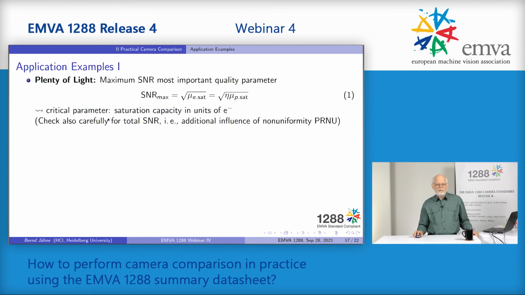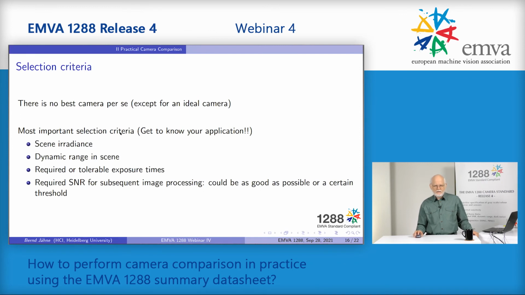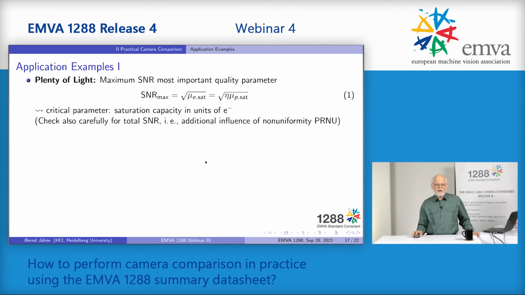You always have to look basically for your application, what scene irradiance you have, how much dynamic range is required for your application, what exposure times you are using or can tolerate if you have a moving object, and also what SNR is actually required so that your image processing is working. That could be a threshold, or you would like to be as good as possible. And then let's simply use that now for 2 or 3 application examples.